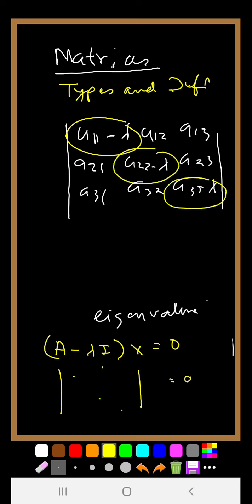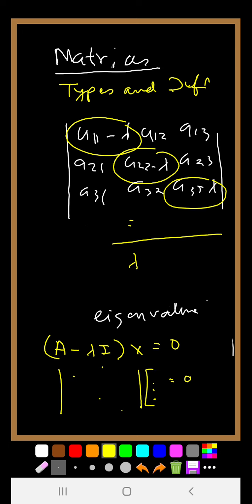And if we take the determinant of this, we get an expression from which we actually find the value of lambda, the eigenvalues. These are the characteristic roots. And lambda and this X is called the eigenvector of the equation.